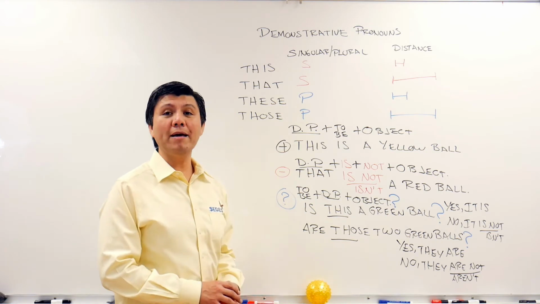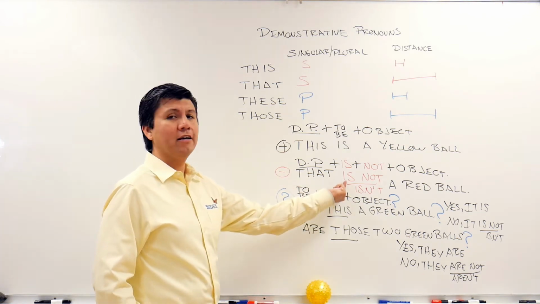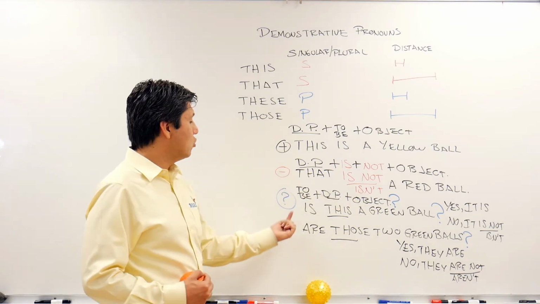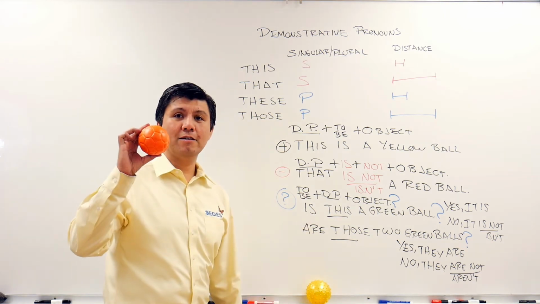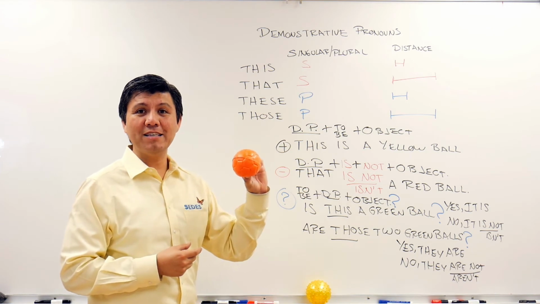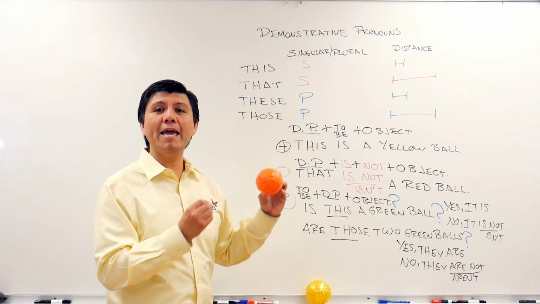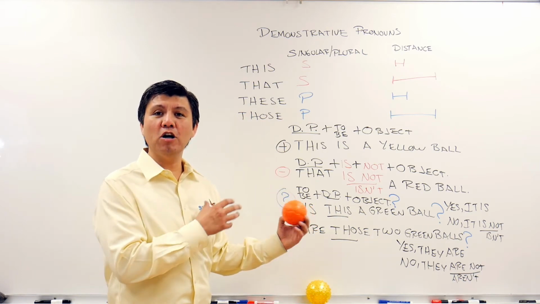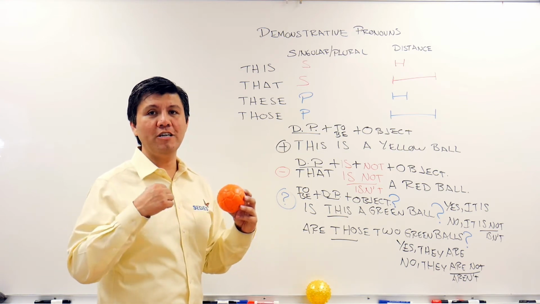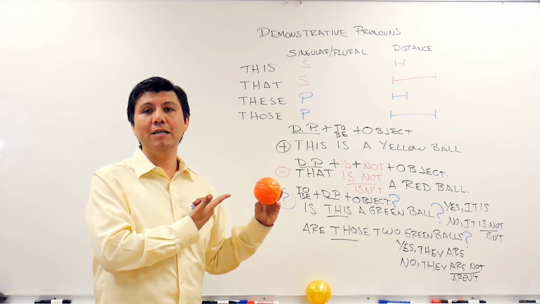Now, how do I make a question? To make a question, all I have to do is to take the verb to be and put it at the beginning of the sentence. So, is this a green ball? No, it is not. These are closed questions where you only have 2 options, either yes or no. So you can say yes, it is, or in this case, no, it is not.